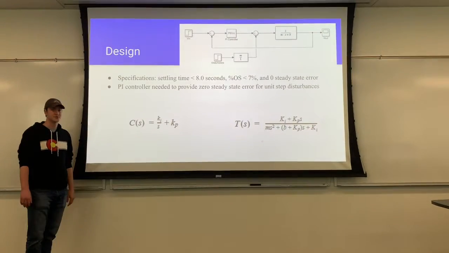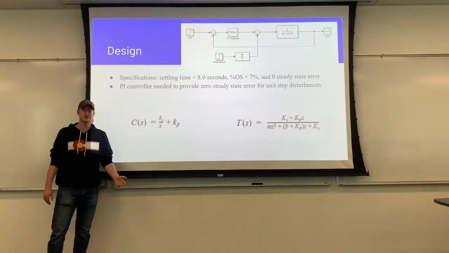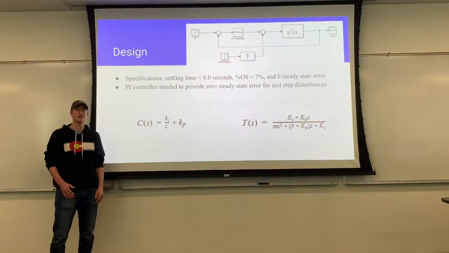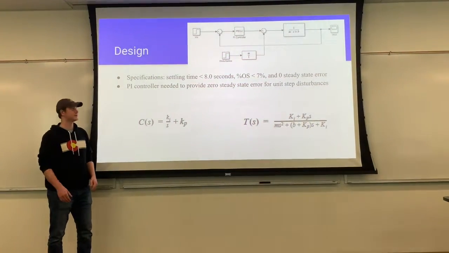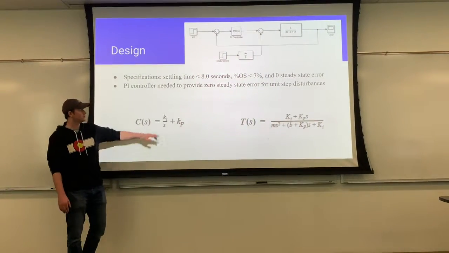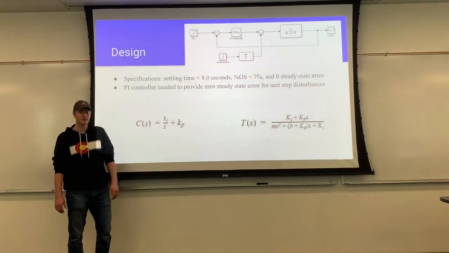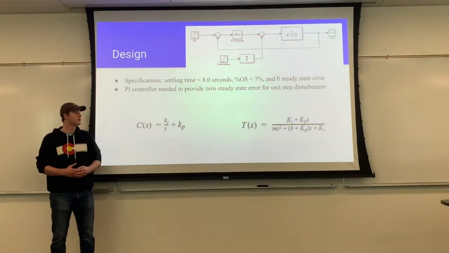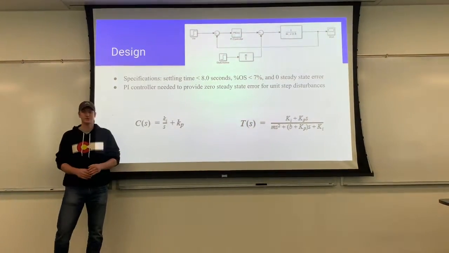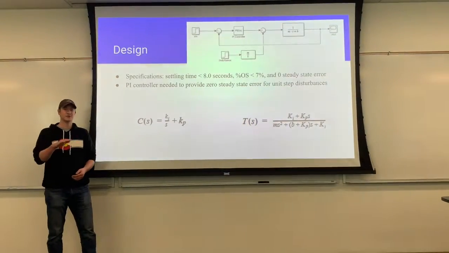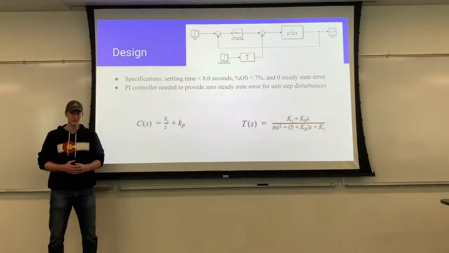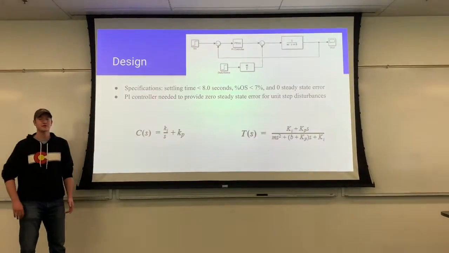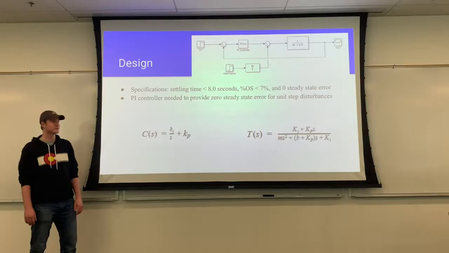For our specifications, we wanted a settling time of less than or equal to 8 seconds. We figured for a car going from 0 miles to 60 miles per hour, 8 seconds is reasonable for an average sedan. Additionally, for overshoot, we want that to be less than 7% because we do not want the car to exceed the speed limit too much. And lastly, we want zero steady state error, so when the car stabilizes, it is at the velocity that the user set. So we chose a PI controller to obtain zero steady state error for unit step disturbances.